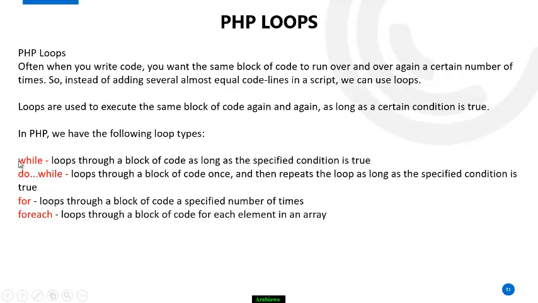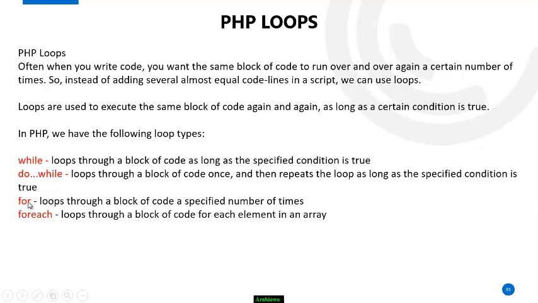We have the while loop, we have the do while loop, we have the for loop, and we have the foreach loop. The while loop loops through a block of code as long as the specified condition is satisfied or true. The do while loop goes through a block of code once, just once, and then repeats the loop as long as the specified condition is true.